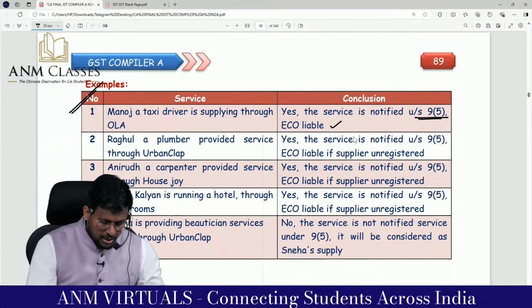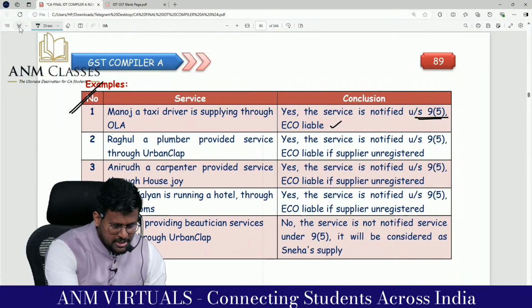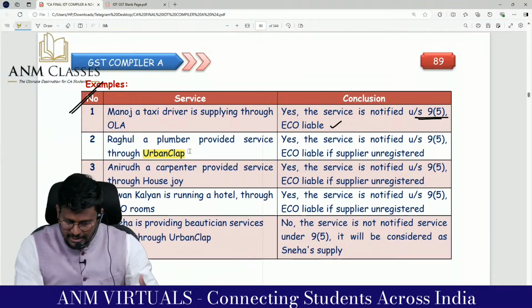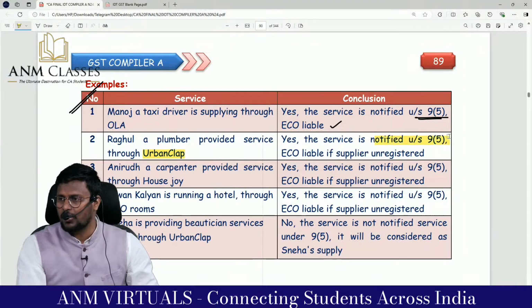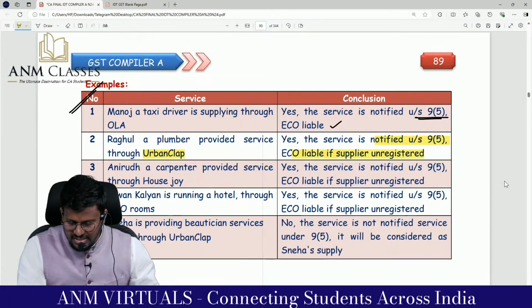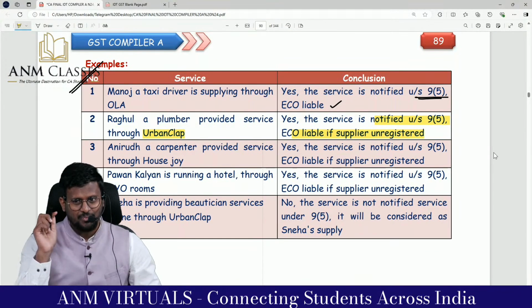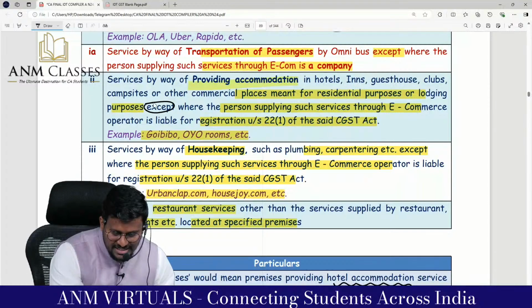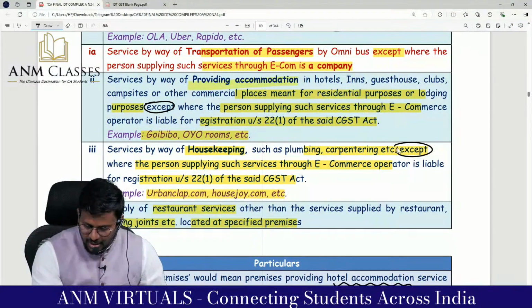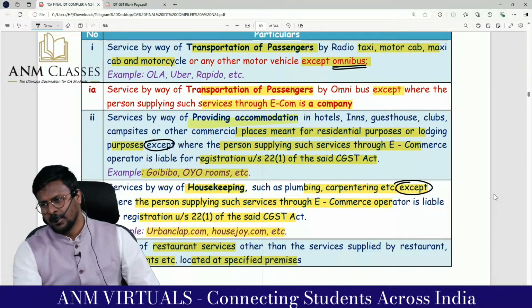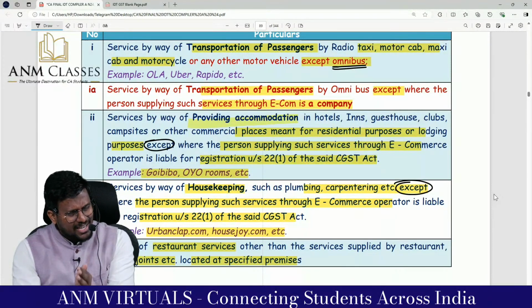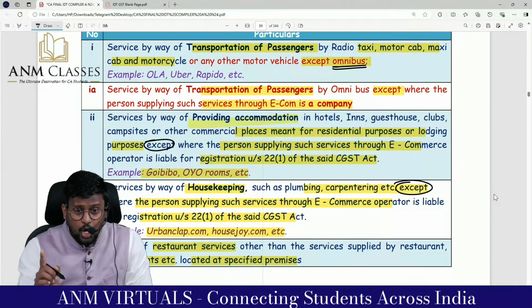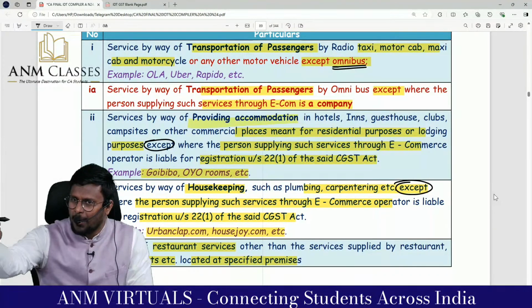Sir, Rahul, a plumber, provided service through Urban Clap. Is it a notified service? Yes, sir. The service is notified under section 9(5). ECO is liable if the service supplier is unregistered. Because when you check the notification, my dear lovable students, they will use the word except. Are you really with me? That means if the service provider is liable to take registration under section 22, then ECO charge will not be applicable. The forward charge will be applicable, right?